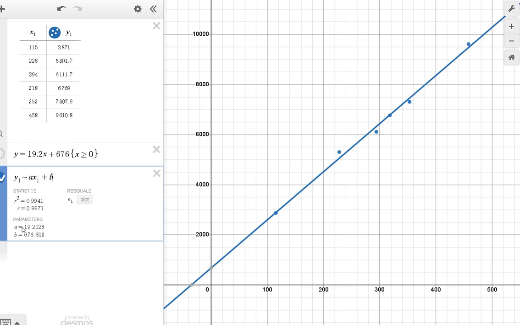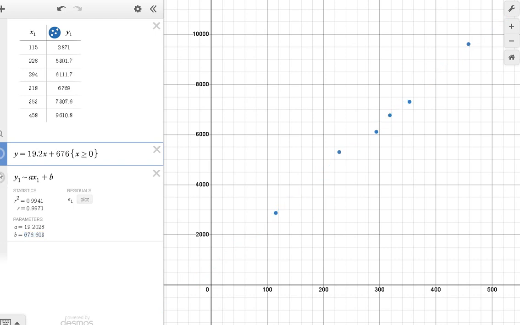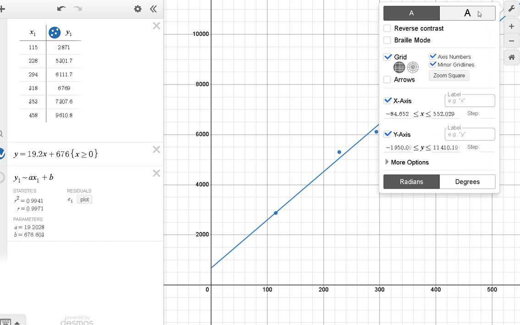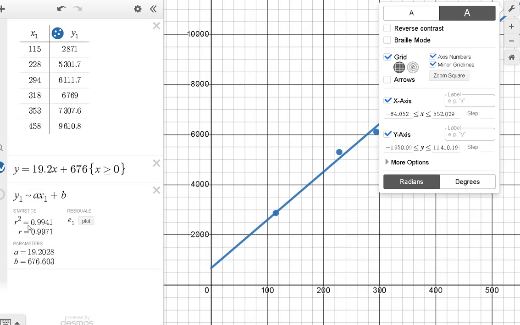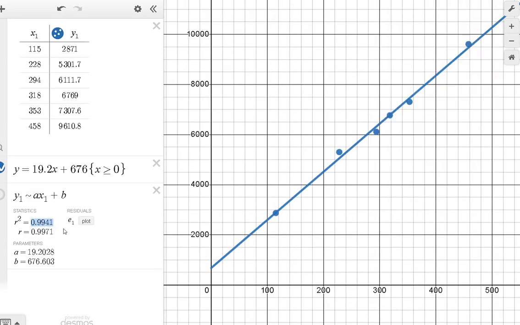You can see that my slope is about 19.2, and my y-intercept is about 676. There are a couple of other little things you can do to make this nice and pretty and get a nice graph. I do want your value of r squared here to be greater than 0.7. I'm not going to explain r squared in this class. It's a math class, not a statistics class. If you want to know more about r squared, you can take my statistics class.